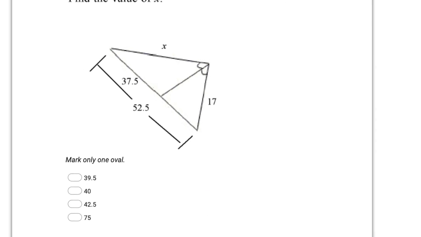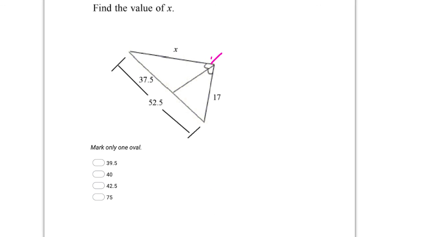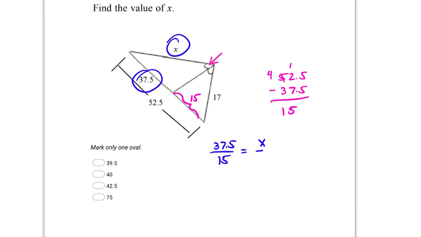And then our last problem, find the value of x. Note this angle bisector up here. Now be careful. We've got to figure out how long this little section is. But they tell us the entire thing is 52.5. If I subtract off the 37.5, that tells me this little section is 15. Okay, and then we can go split to split, so 37.5 is to 15, as since 37.5 came first, I have to put x on top, and then the 17 on the bottom. So split to split equals side to side.